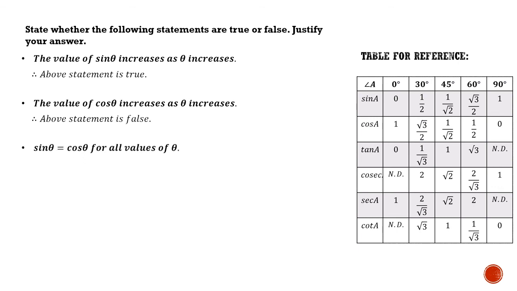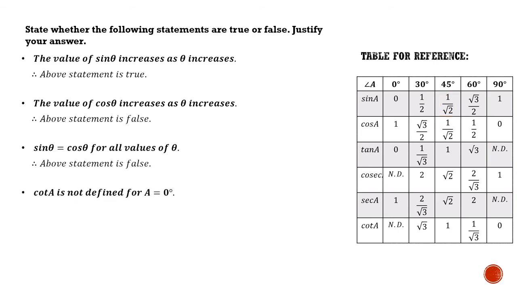Let's see the next question. Sin theta is equal to cos theta for all values of theta. Now it is very simple. The table is right here in front of you, and you can see that except for 45 degree, all the other angles have different values for sine and cos. So of course this statement is also incorrect.